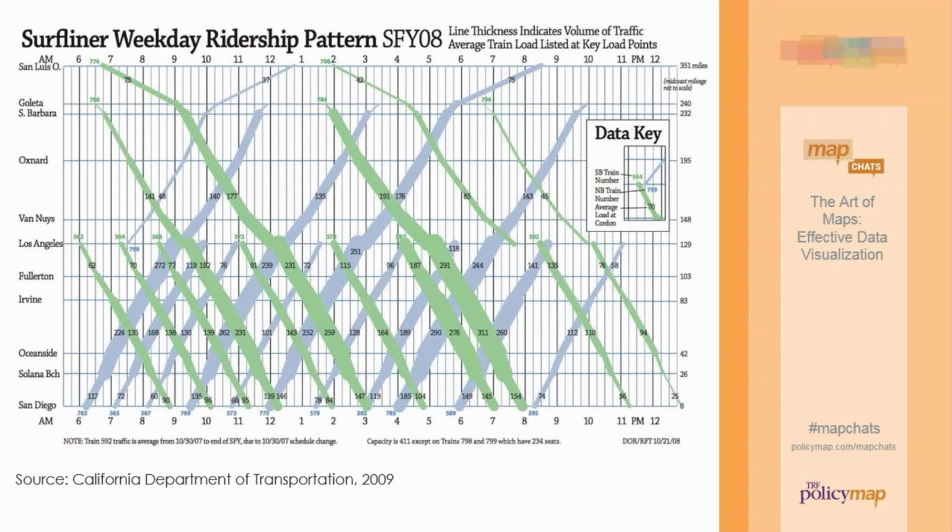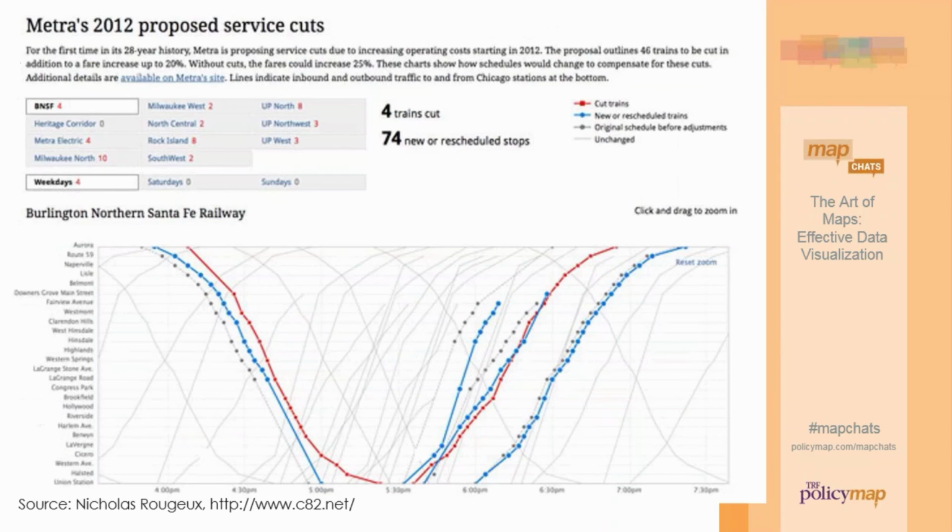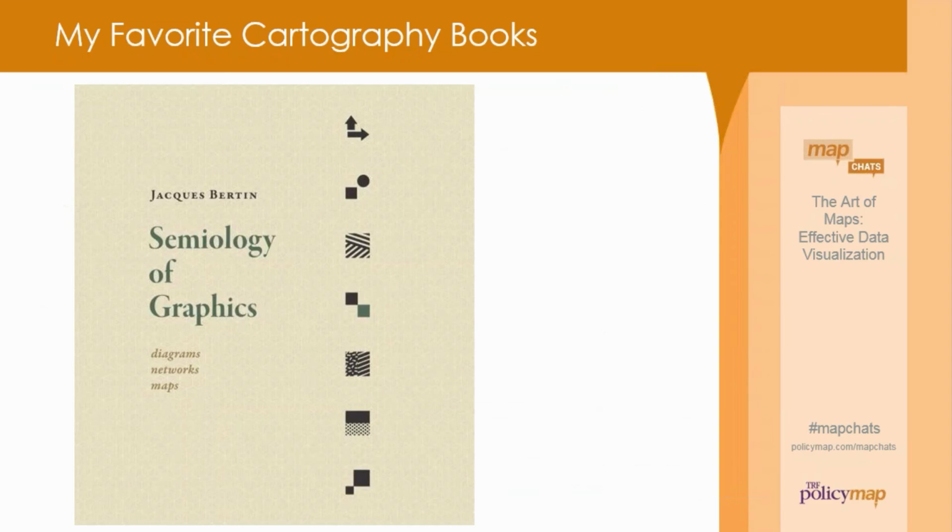This is the California Department of Transportation adding ridership numbers into that with thickness and color of the lines. And here's an interactive version of the same thing, enabling people to explore potential cuts that were on the table for the Metra rail system, developed by Nicolas Rougeau.